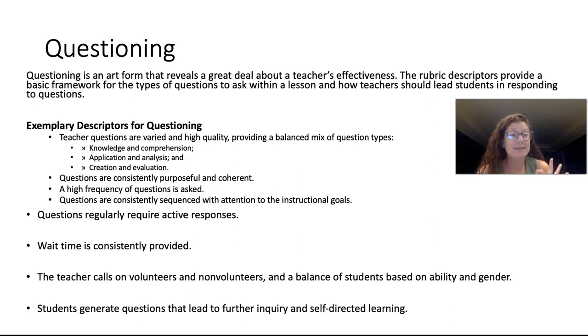Here's something we also want to observe. Wait time is consistently provided. Give your students time to think about the answer. I'm terrible at this. The teacher calls on volunteers and non-volunteers and balances the students based on ability and gender. The worst is when I see you calling on the same three students who sit in the same spots in your classroom. Don't do it. And also, you want your students to generate questions that lead to further inquiry and self-directed learning. And maybe that's a great exit ticket, is for them to come up with more questions.